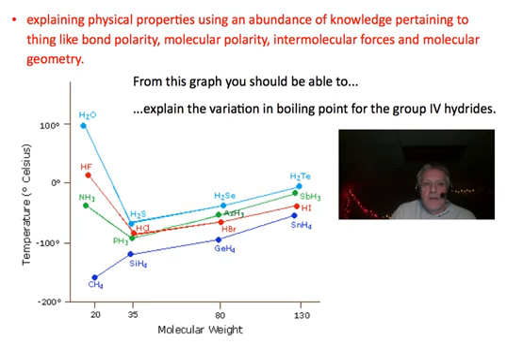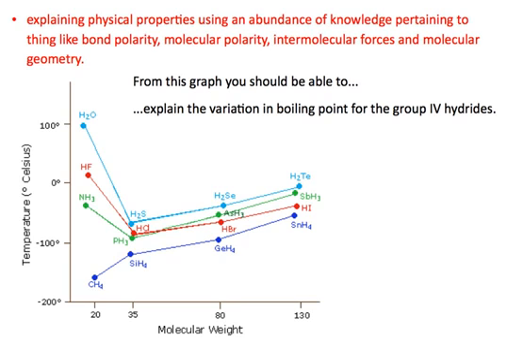And so here's a good example. This is a pretty common graph. You see it quite often. And so we want to be able to use this graph, and we want to explain the variation in boiling point for the group 4 hydrides. And the group 4 hydrides is this graph right here, that blue one at the bottom. And so we need to discuss why there's that variation.